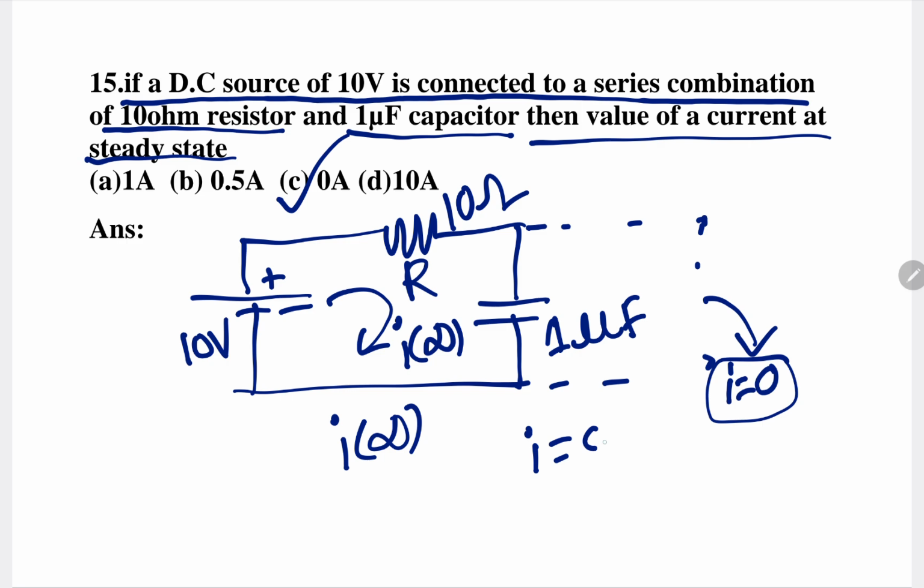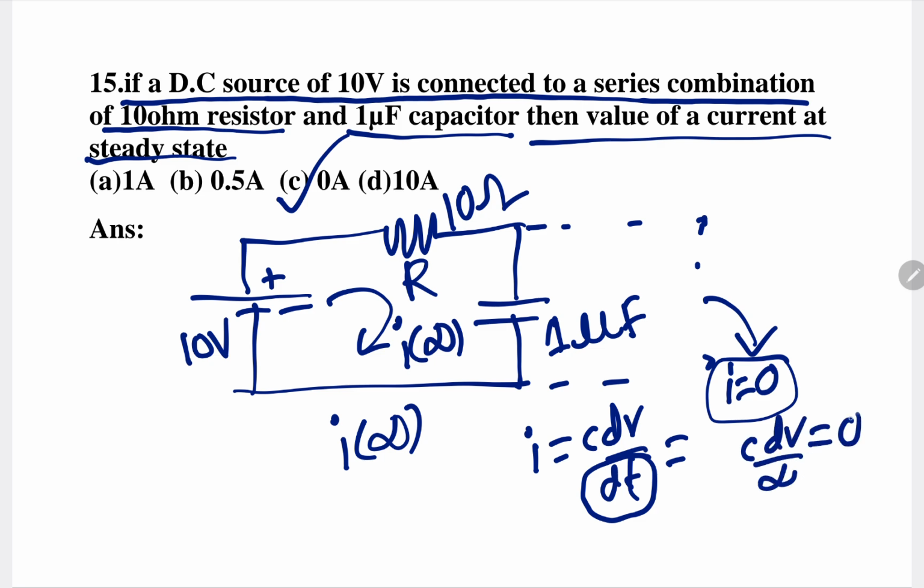Simple. I is equal to C dV by dt. Here steady state means you substitute dt equal to infinite. So I is equal to C into dV by infinite. Something by infinite is equal to 0, so the current is equal to 0, which means open circuit. So at steady state, the current through this capacitor is equal to 0. The answer is 0.